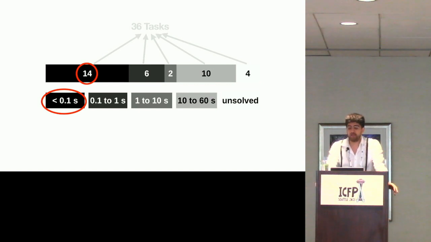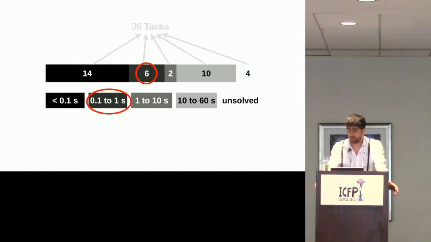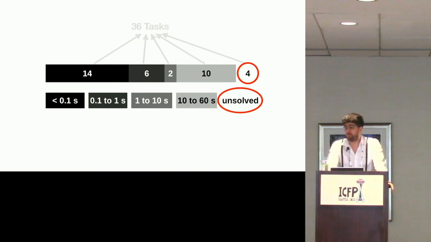tasks, it was able to find 14 of these tasks within 0.1 seconds, and it was able to find 6 of them under 1 second, and it was unable to find bugs for 4 of the tasks within the 60-second timeout that we had.